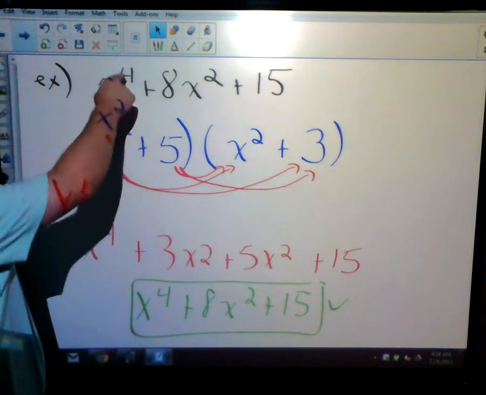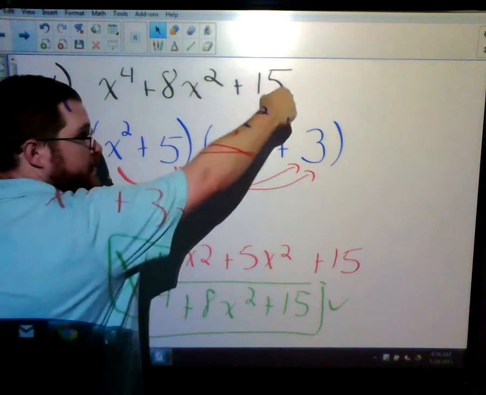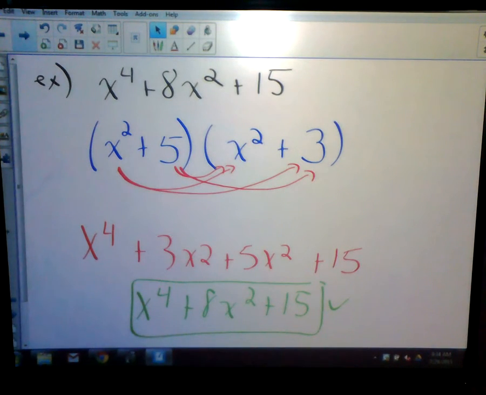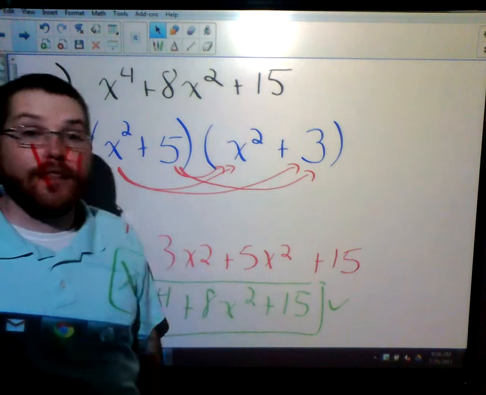So, if the first degree is twice as big as the second degree, and the last one is no degree, then you can factor it like a quadratic. Will these factor any further? These won't.